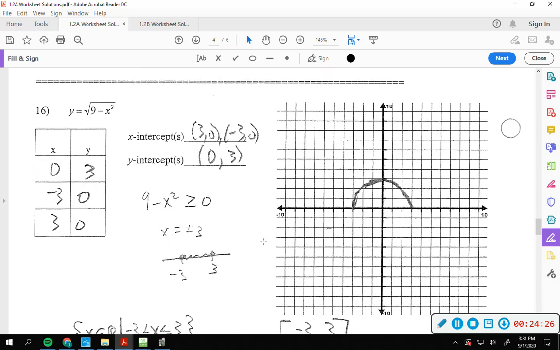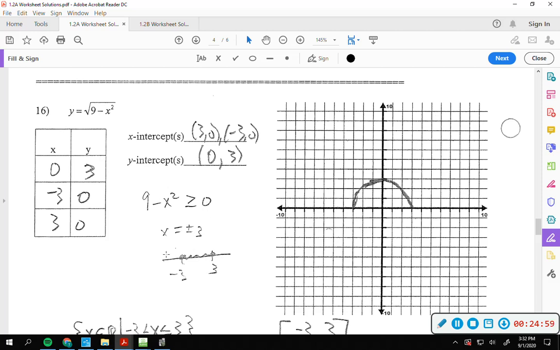Problem number 16. This is one of the hard ones. And again, this is why I want to make sure that we start with the domain. It's a square root. So I set the argument greater than or equal to 0. How do I solve this? You can do it just by looking at it. Or you can do it by factoring 3 minus x times 3 plus x. Set each factor equal to 0. So it's positive and negative 3 is where this equals 0.